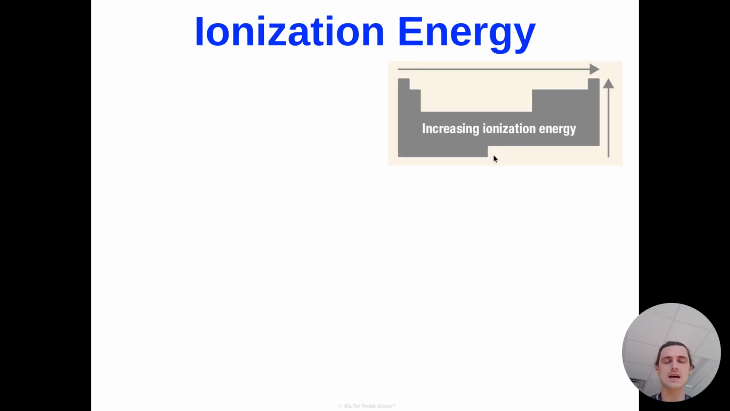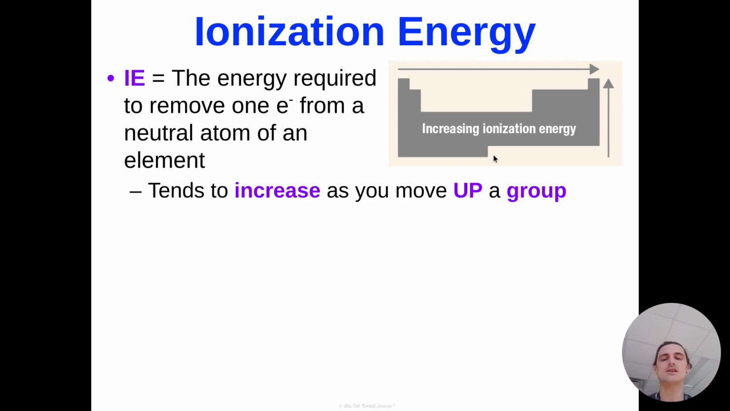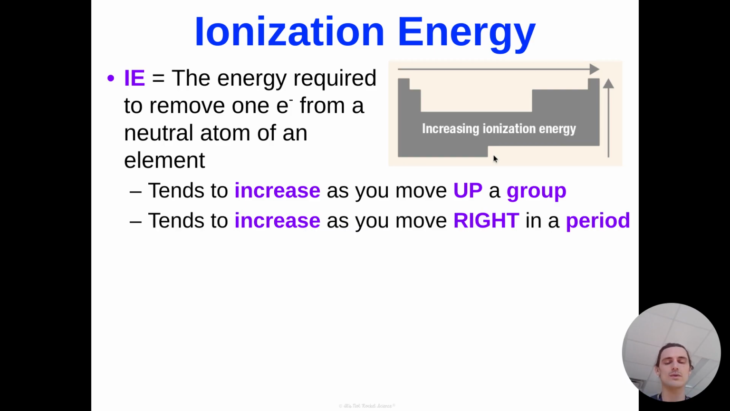The reason I wanted you to see that is because ionization energy follows that same pattern from left to right and up from the bottom to the top. This is the energy required to remove one electron from a neutral atom of an element. Make sure you have your notes with you, by the way, as we do this, okay? So ionization energy, like I said, tends to increase as you go up a group. Again, groups are our columns, and it increases as you move right in a period. Those are our rows.